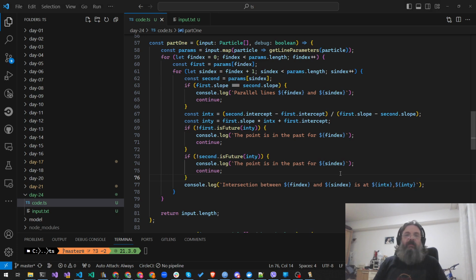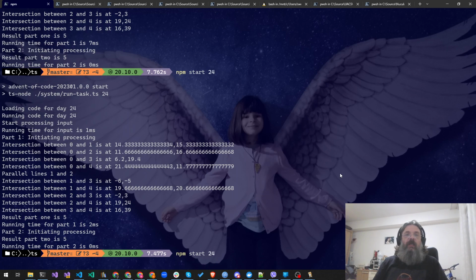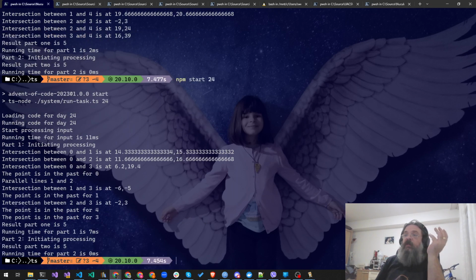Otherwise, we have an intersection. Let's run this once more and see if we have our next calculation done right. Because if it's in the past, it doesn't worry us. So the first one, we have an intersection, we have an intersection, we have an intersection in the past for the first one, then we have parallel lines. Hopefully we won't have the same line with different parameters, but who knows?